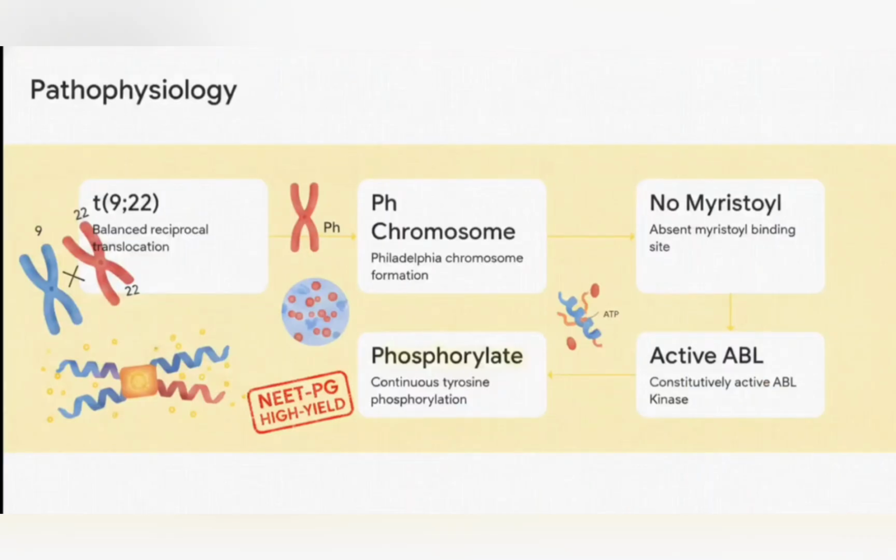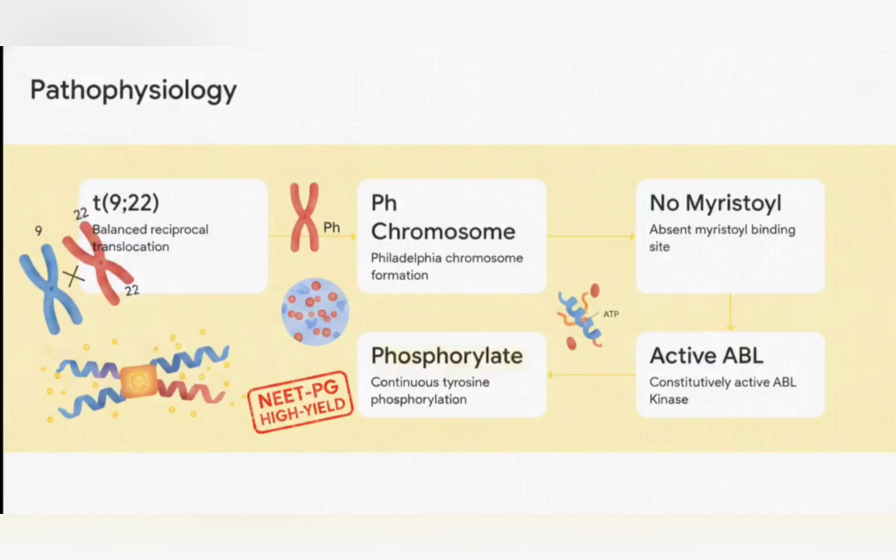Okay, I need your complete attention here, Bachcho. We're zooming all the way down to the molecular level, because this is exactly where the whole disease originates. It all starts with a balanced reciprocal translocation between the long arms of chromosome 9 and chromosome 22. This t(9;22) translocation creates what we call the Philadelphia chromosome, and you'll see this in like 95% of cases.